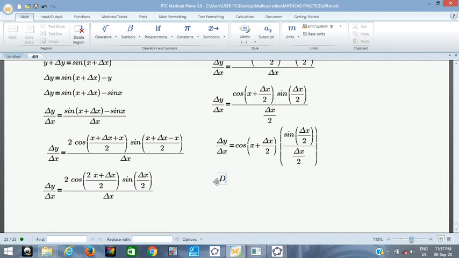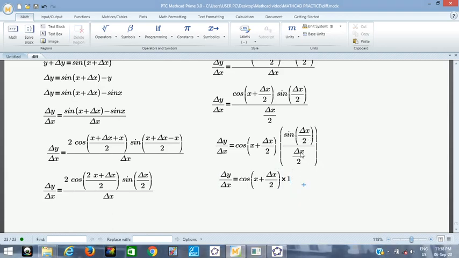So we are going to have delta y divided by delta x equals cos of x plus delta x divided by 2. So this side of the equation, let's just assume it to be 1, because the process involved in solving this down is very long. So let's just leave it.